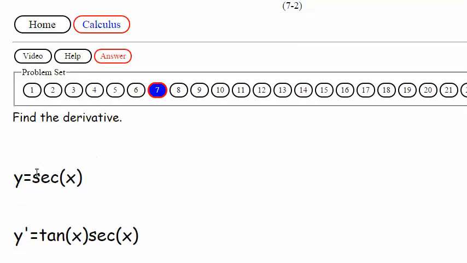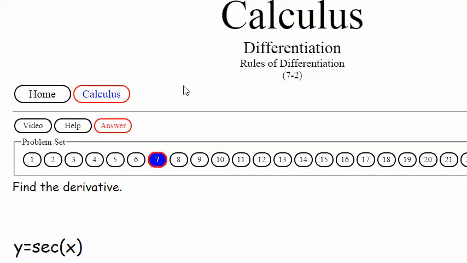So if you can remember that the derivative of y equals secant x is tan x times secant x, if you can memorize that, that's really the best way to do that. But if not, you know the logic on how to get there.